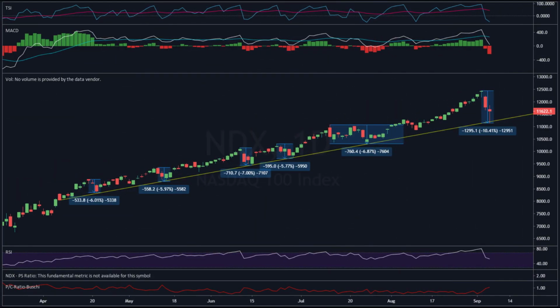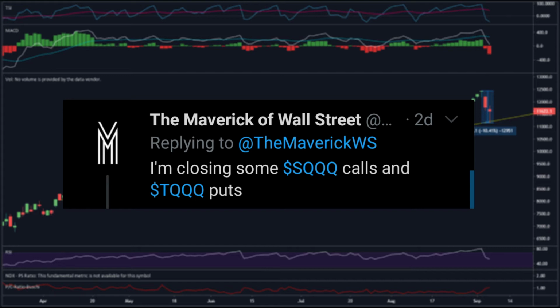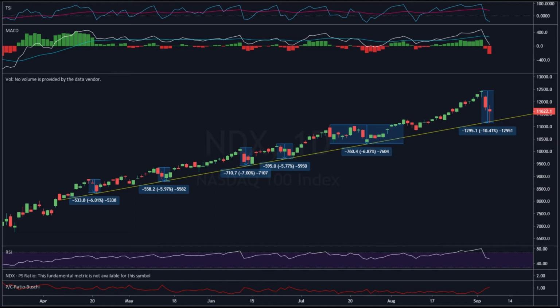Now, as the correction reached the trend line and caught support from the trend line, I was tweeting on Friday about the support, indicating that the support is holding, and I'm closing my short triple Q calls and my triple Q puts, getting rid of all of my options positions against the Nasdaq because the trend line held support strongly. I wanted to close just half, but I ended up closing all of my options positions, and I did close a portion of my short triple Q holding because I own options and I own the inverse index itself.